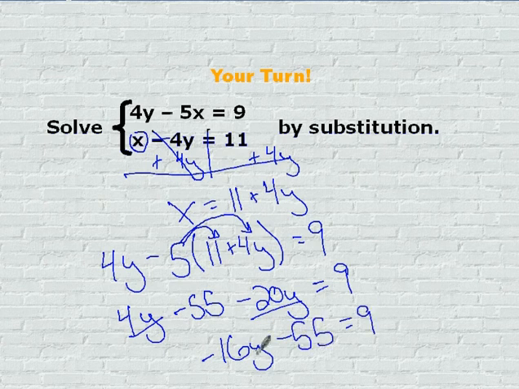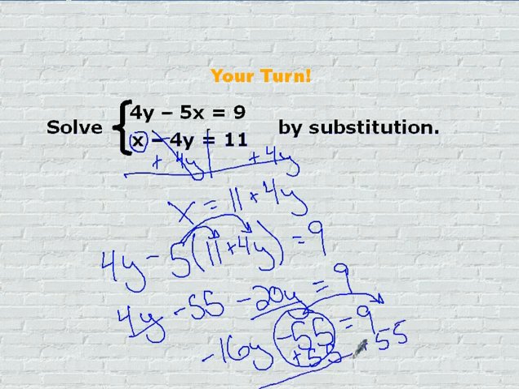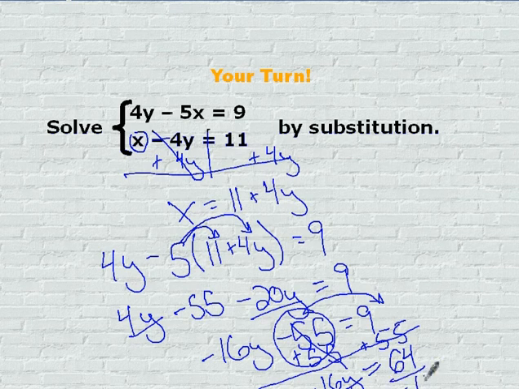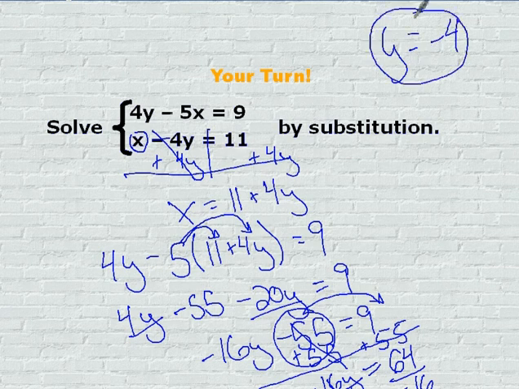I'm getting y by itself, so that negative 55 has to move over. Add 55 on both sides. So then I get negative 16y equals 9 plus 55 is 64. Now I want to split up the negative 16 and y, so I'm going to divide by negative 16, divide by negative 16, and I get y equals 64 divided by negative 16 is negative 4. Okay, so y is negative 4.